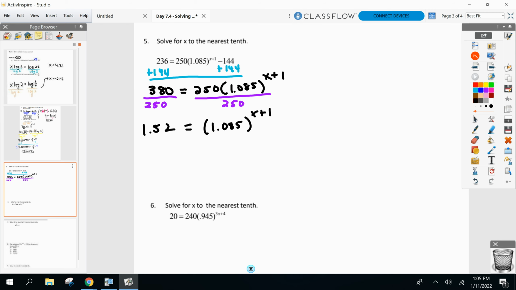Where am I now? I'm dividing. What do I do now? Make it a log. Bring down x plus 1, right? Yeah, I got you. Bring down x plus 1 and make sure I log the base, log 1.085. I log one side, got to log everything on the other side.